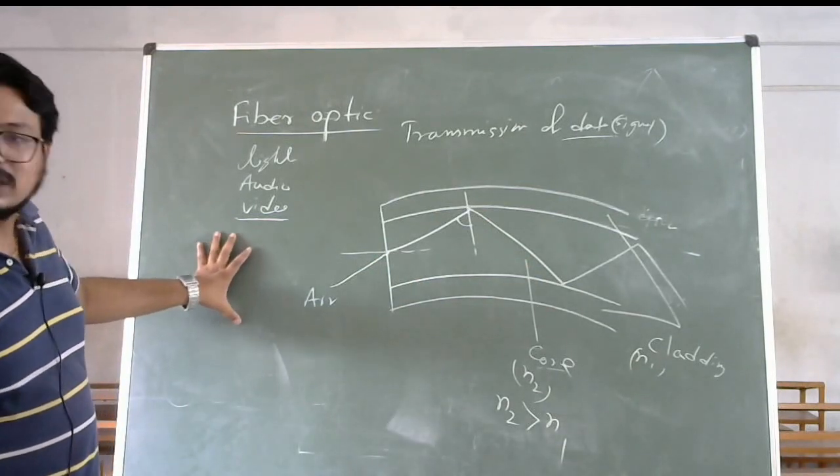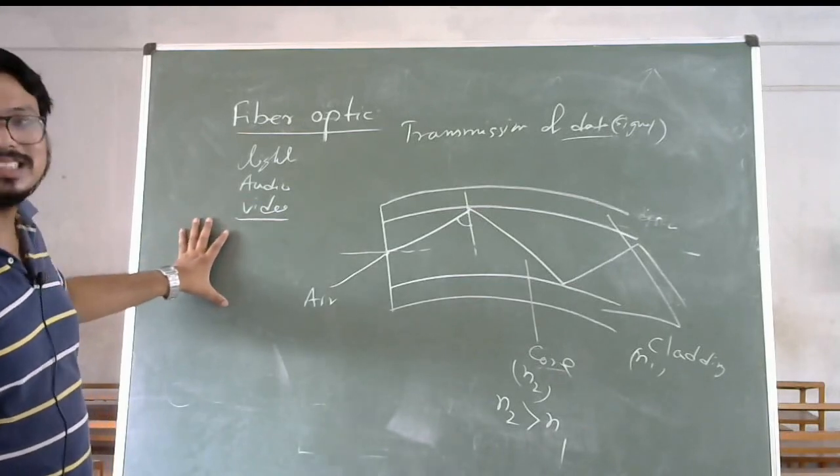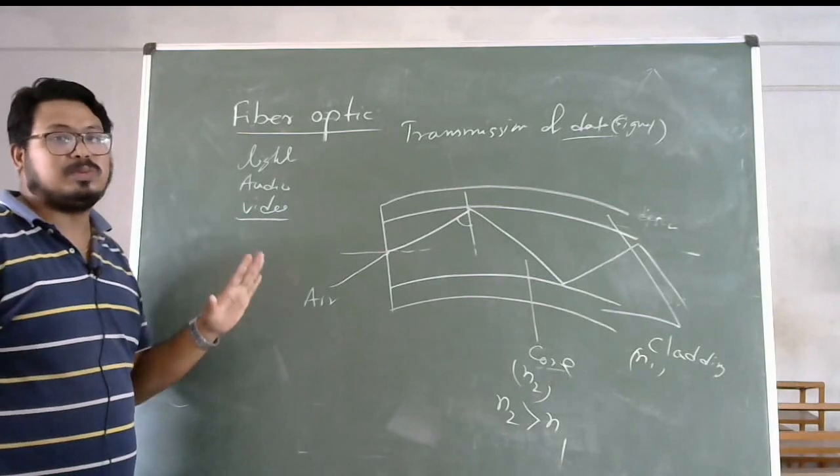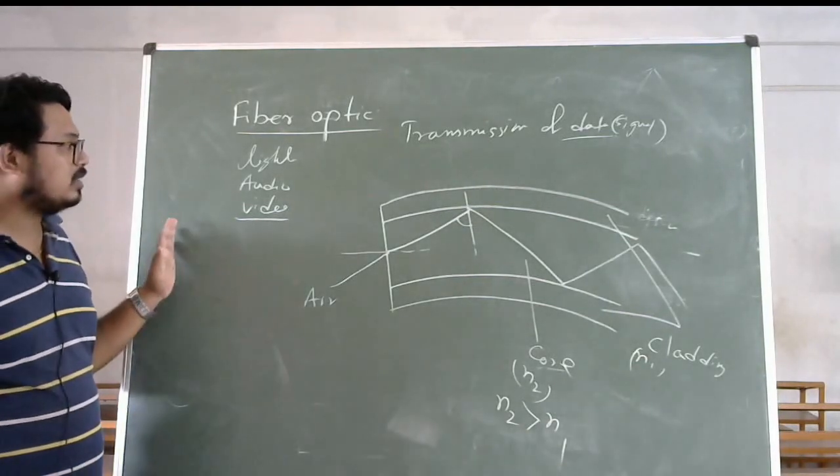So there are some advantages also. More advantages are there in your book. That means it is very useful. There is less absorption, 100% successful, correct? 100% reflection is there. These are fiber optics.